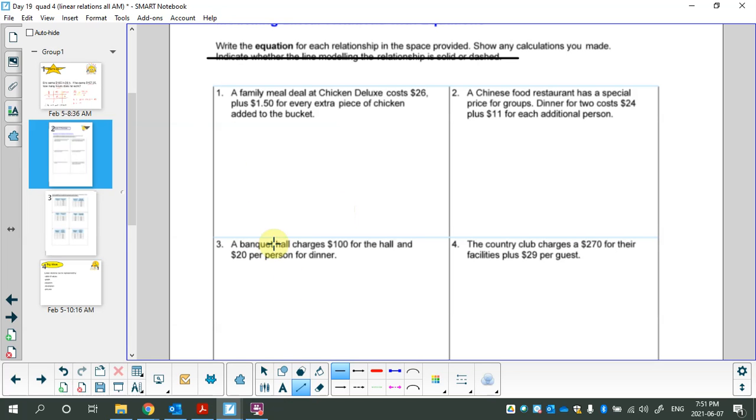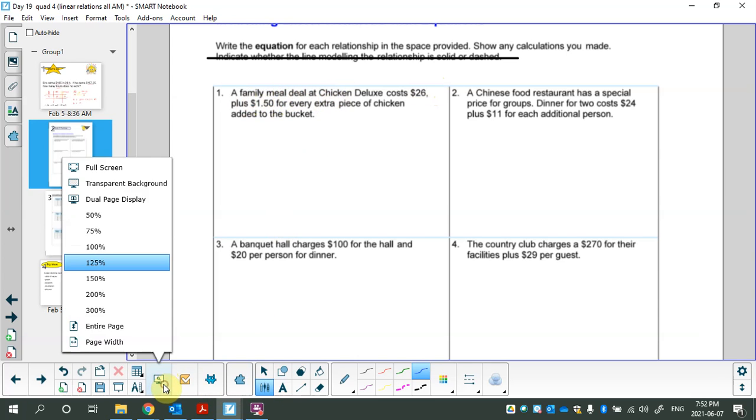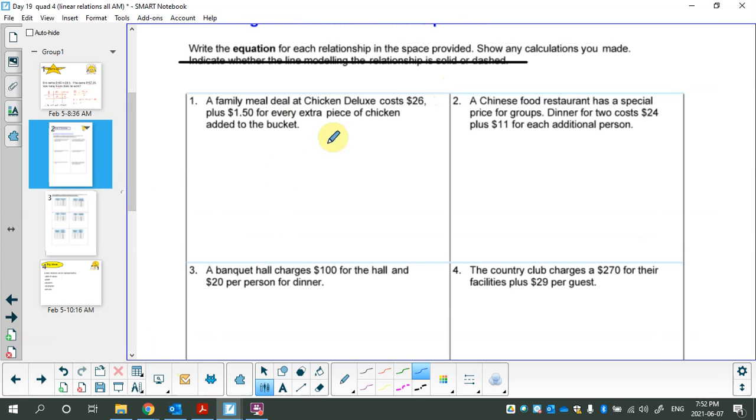So we'll take a look at the question. I'm going to pick some letters that actually make some sense, and hopefully you pick up the pattern by the time we're done. It says a family meal deal at Chicken Deluxe costs $26 plus $1.50 for every extra piece of chicken added to the bucket. Some people are going to want just the basic meal, and some people are going to have some extra chicken, so they're going to pay a little bit extra. What we're doing is figuring out how much the meal is going to cost. So I'm going to dig out a C for cost.